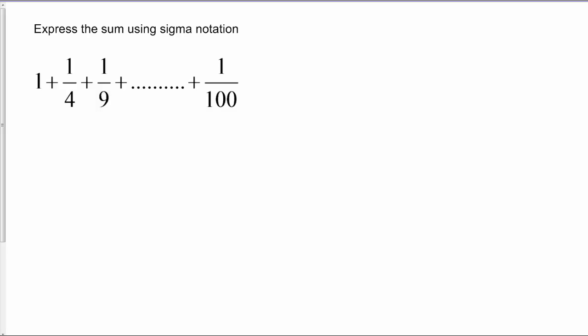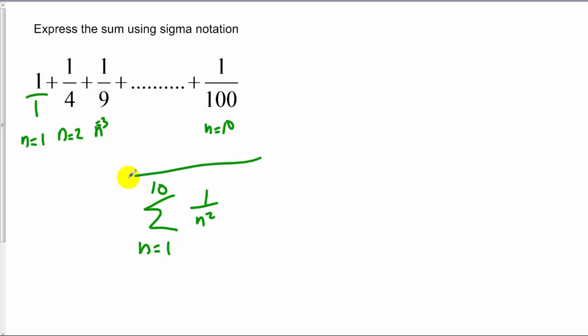Let's do it again. A little bit more difficult set of terms to generate, although really not too bad because we can see n equals 1 here, n equals 2 here, n equals 3. And you'll notice that the pattern is squared terms. So this is n equals 10. And therefore, if I want to add the sequence of 1 over n squared as n equals 1 to 10, this will generate the following sum.